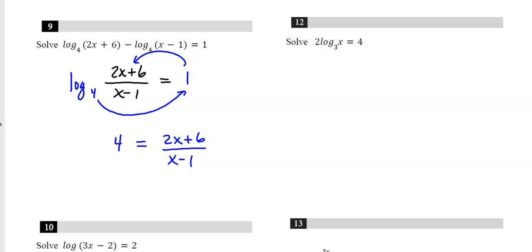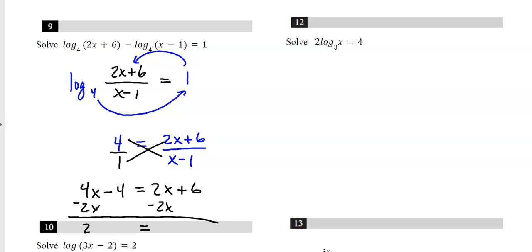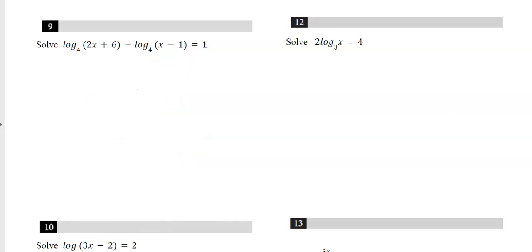Now you've got a couple different things you could do. You could multiply both sides by x minus 1. A lot of times I just stick a 1 under there and cross multiply, and you get the same thing. 4x minus 4 equals 2x plus 6. I'm going to subtract 2x from both sides. That's going to give me a 2x, and I need to add this 4. That'll give me 10. Divide, divide, and we get an answer of x equals 5. So number 9, x equals 5.